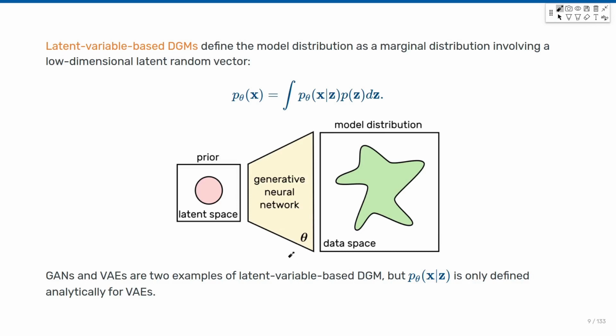GANs and VAEs are 2 examples of deep generative models with latent variables, but the conditional distribution P of x given z is only defined explicitly for VAEs, as we are going to see.